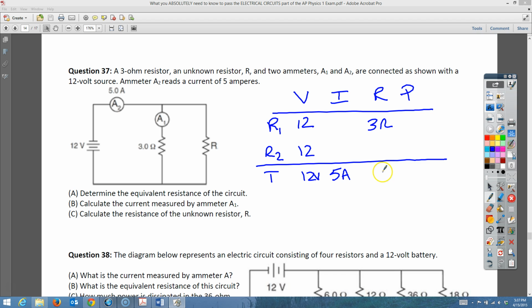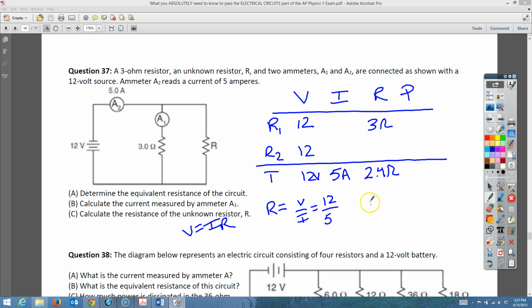We're not sure what the total resistance is. So let's do a little bit of math to find out the total resistance. I know that, remember V is equal to I times R. So R is equal to V over I. Our voltage is 12, our current is 5, and so if you divide the two, we're going to end up with a total of 2.4 ohms. So that's our total resistance. To find out what our unknown resistance is, we're going to have to do a little bit of math.